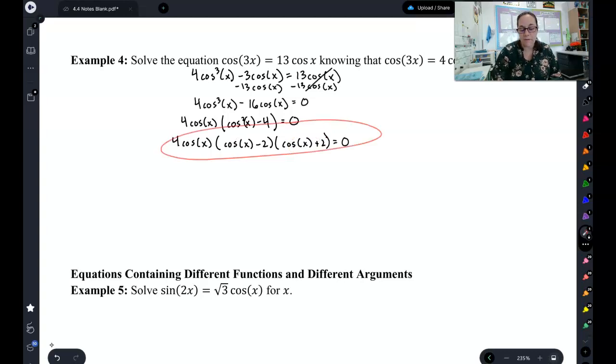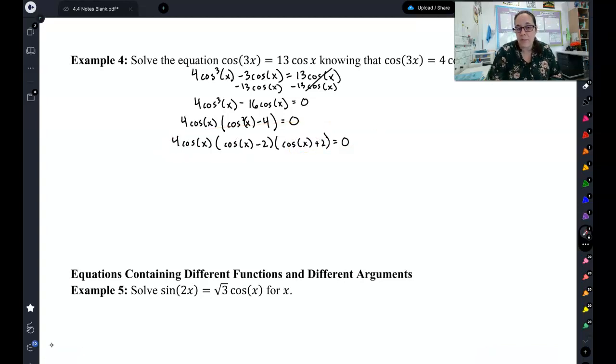Now that it's all factored, we can set each of them individually equal to 0 and solve. Once again, pause the video, try this out on your own, and then come back to check your work. And I'll tell you right now, one of them is a unit circle, the other two are calculator problems. So try that out and then come back to check and see how you did.